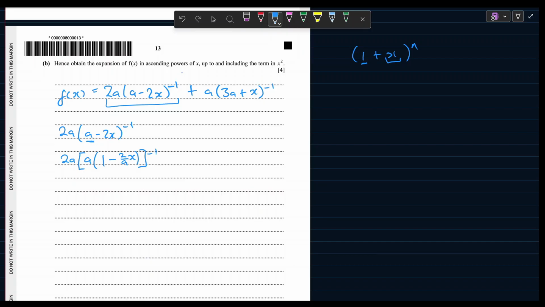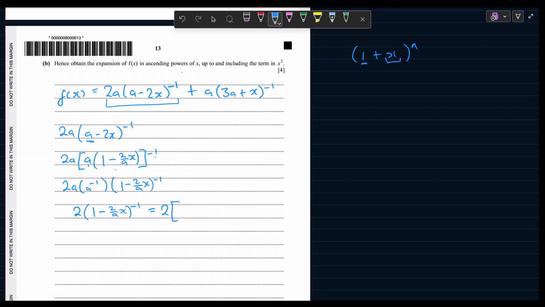So now I'm going to distribute the power, so that is a to the negative 1 times 1 minus 2 over a x to the negative 1. So we've got 2a times a to the negative 1 times our bracket 1 minus 2 over a x to the negative 1. So here a to the negative 1 is 1 over a, so that would cancel out and you end up with just a 2 outside there. So 1 minus 2 over a x to the negative 1. And now, since we have it in the form 1 plus some function of x to the n, we can use our formula for binomial expansion.